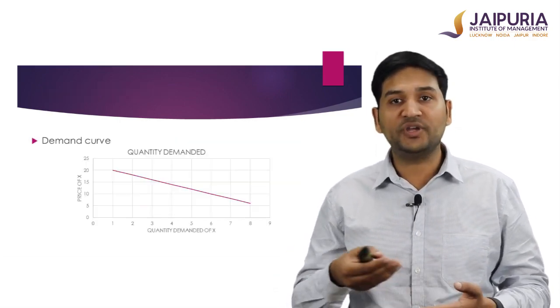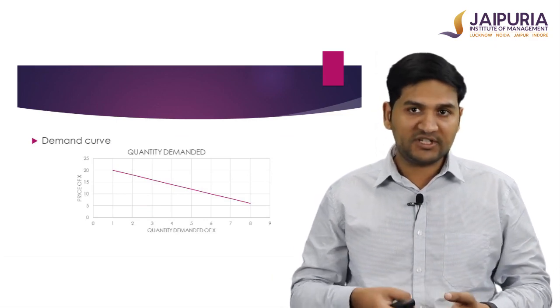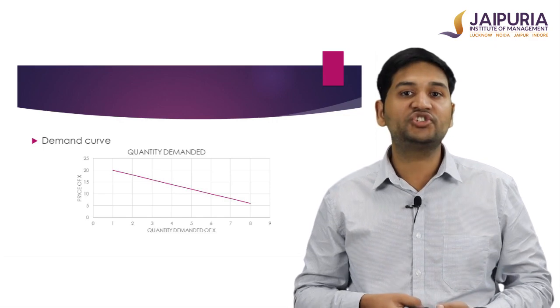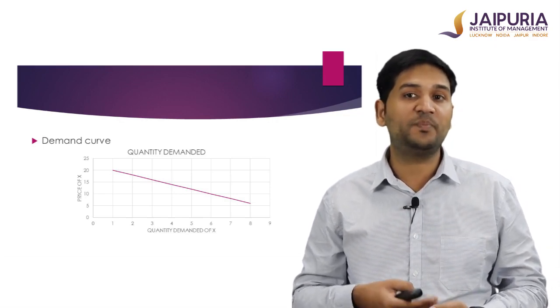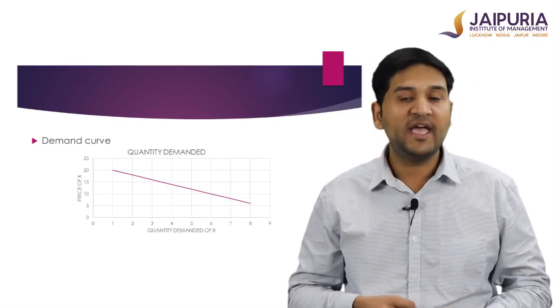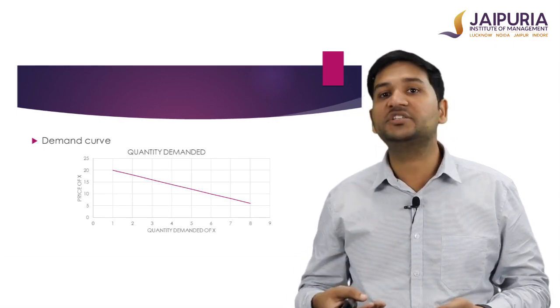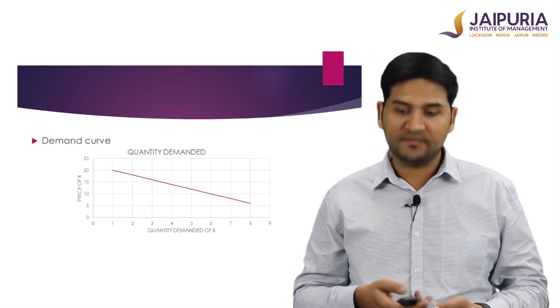Now next thing is demand curve. Demand curve is a downward sloping curve which represents that there exists an inverse relation between price and quantity demanded. As price increases, the quantity demanded decreases and vice versa.